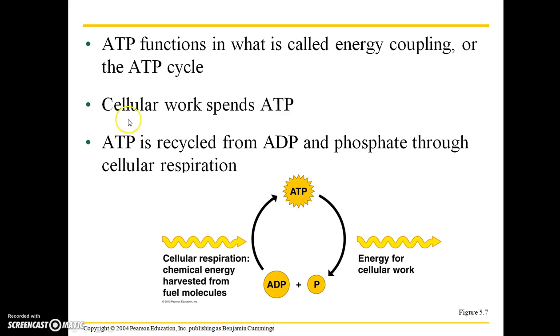So whenever we expend energy, which is pretty much all the time, whether consciously or not, we're going to be spending ATP. Again, you can think of ATP as kind of like the currency of our cells. And ATP is recycled from the components ADP and phosphate through cellular respiration. So in this diagram, we have cellular respiration being chemical energy harvested from fuel molecules. We're going to make ATP from that chemical energy, use ATP for cellular work, and then reuse those phosphate groups that were transferred to do certain types of cellular work. We're going to combine that phosphate with ADP to make ATP again.